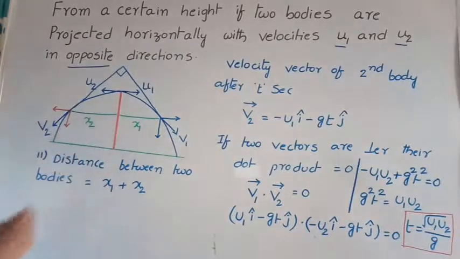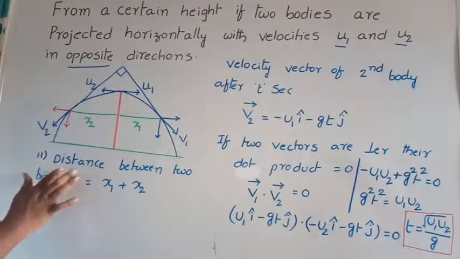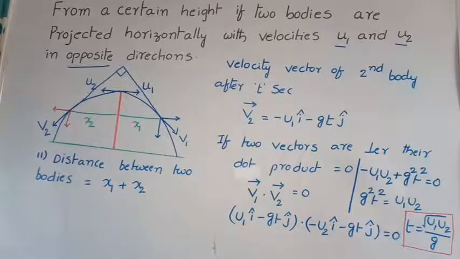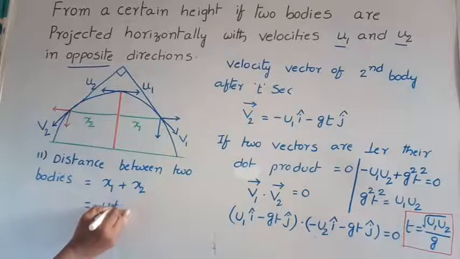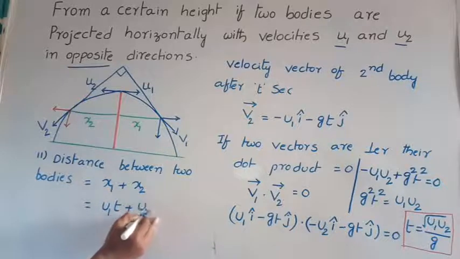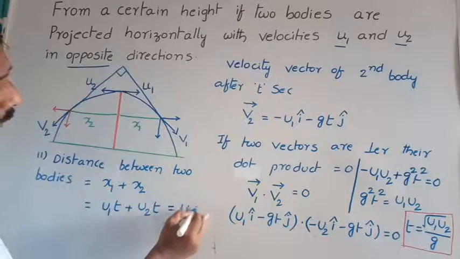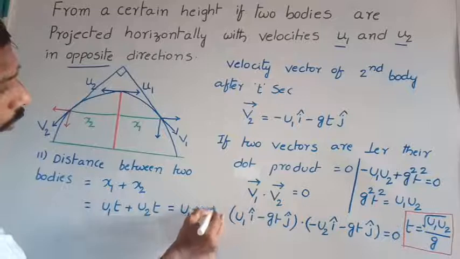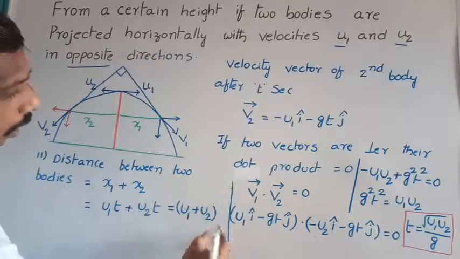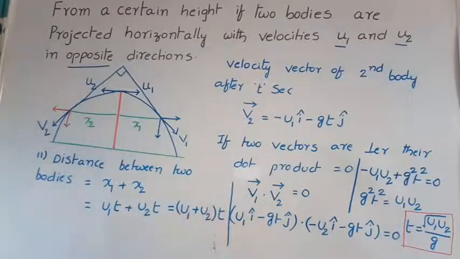So the distance between these two bodies when the velocity vectors are perpendicular is x1 plus x2. Along the horizontal direction, the body moves with constant velocity. So x1 is equal to u1 into t, and x2 is equal to u2 into t. From these two terms, you take t common, then you get (u1 plus u2) into t. This is the distance between two bodies when velocity vectors are perpendicular.